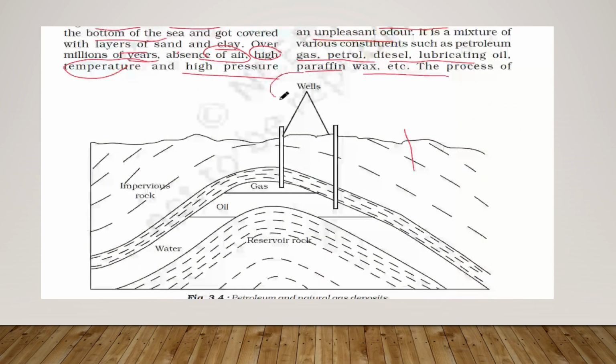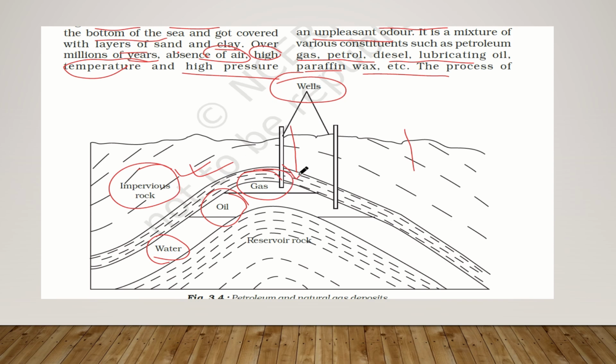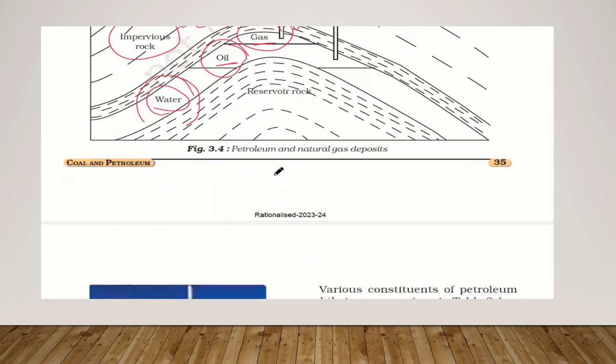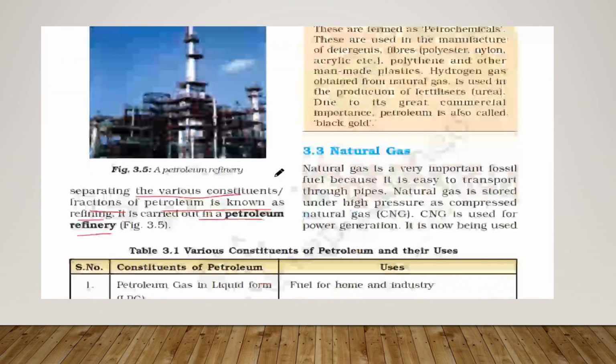You can see these are oil wells, and from these oil wells, first the gas layer is there, then the oil layer, and below that the water layer. Through the impervious rock layer, through the wells, first the gas is taken out, then the oil is taken out, and below that is only water. So this is how the petroleum is obtained and refined in the refineries.